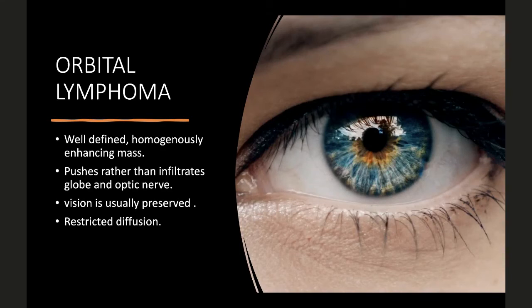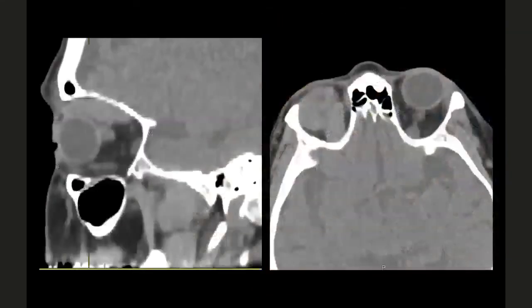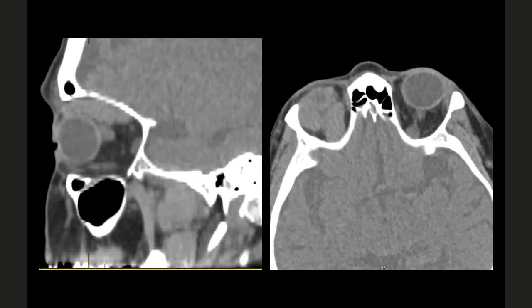The last tumor I'm going to touch on is orbital lymphoma, very important. It's a well-defined, homogeneously enhancing mass. It pushes rather than infiltrates. This is my key, okay? It's usually extraocular, meaning outside the globe, but it can involve it also, rarely. How do I tell? On MR, restricted diffusion can be present with it, just like I see in the brain. Vision is usually preserved. This is very respectful. It takes its space, but it pushes around because of its volume rather than really infiltrating. That's why a lot of times you can still have your vision.